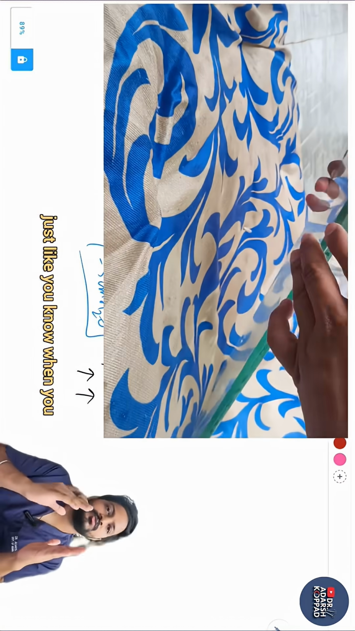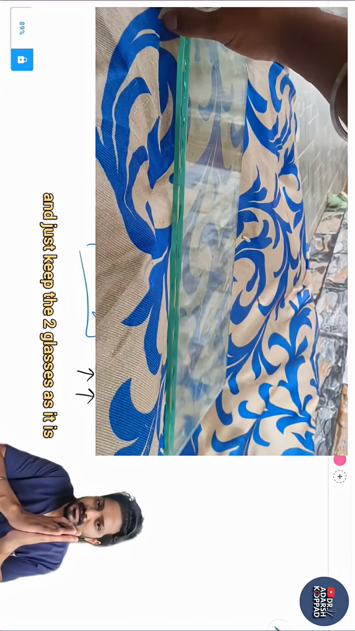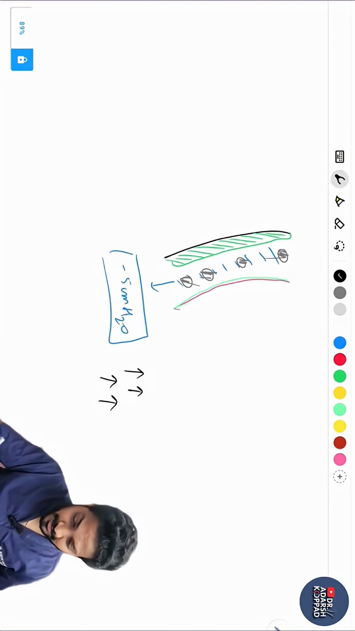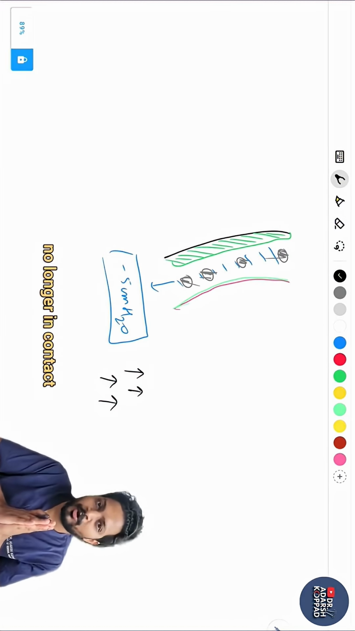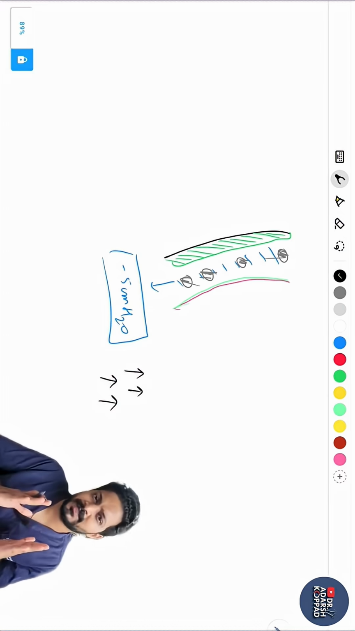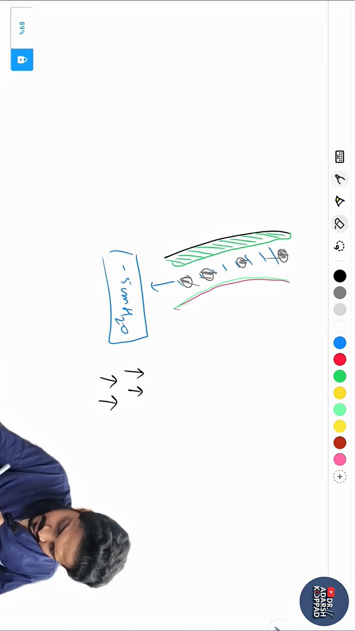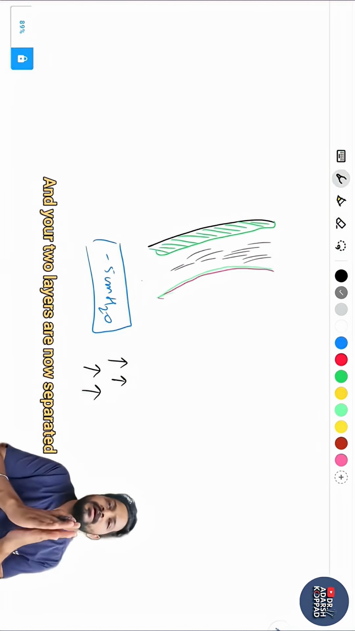Just like, you know, when you have two glasses attached with water in between, now you wipe off the water and just keep the two glasses as they are. You can easily separate them, right? This is what happens with the lung. Now the parietal pleura and the visceral pleura are no longer attached, no longer in contact. So what happens there? They get separated. So this space is now completely taken over by air, and your two layers are now separated.